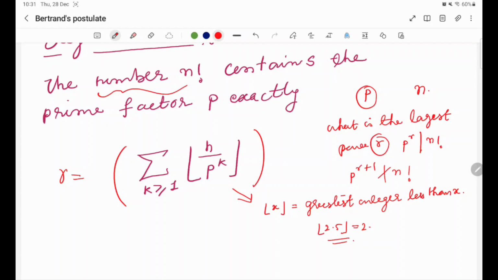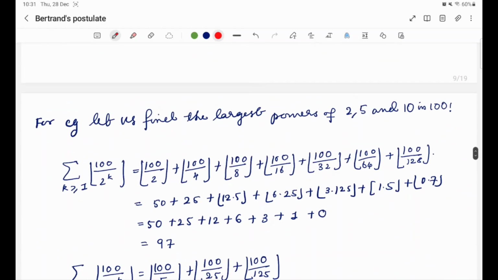So you have a prime p and a number n. What is the largest power of p which divides n factorial? That power is given by r equal to this sum. We can see an example and some application, and then we move to the proof, which we will use later. For example, we are going to calculate the largest power of 2, 5 and 10 in 100 factorial. 10 is not a prime number, I will come to that.